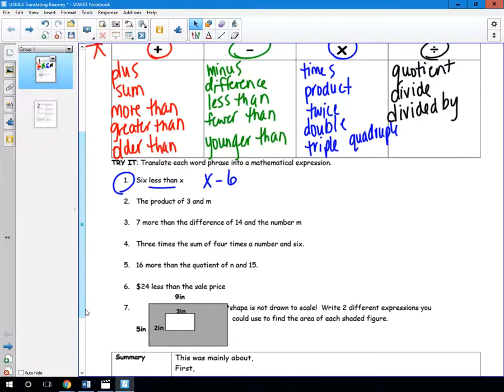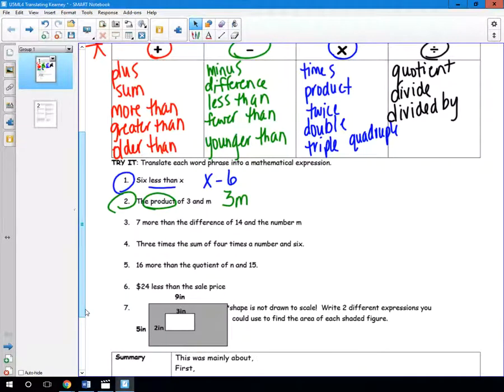And then we'll do one more basic one. The product of 3 and m. So find your variable, which is m, and work your way backwards. What does it say you're doing to m? It says the product of 3 and m. So I can simply multiply 3 times m, because the product tells me to multiply.